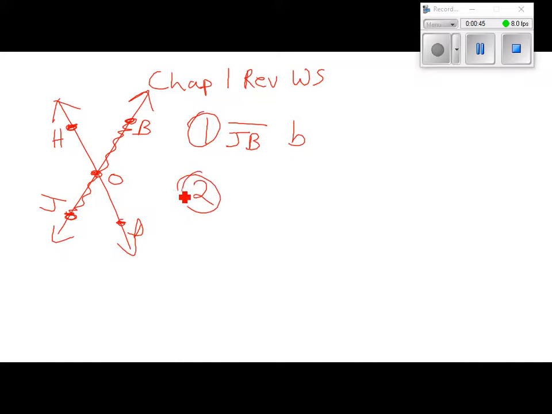Number 2, what's another name for ray BJ? So ray BJ starts here, goes out through this way. Another name for that same ray would be ray BO. It's still got to have the same starting point, but the second letter doesn't have to be the same as long as it goes through it. So ray BO would be letter C.